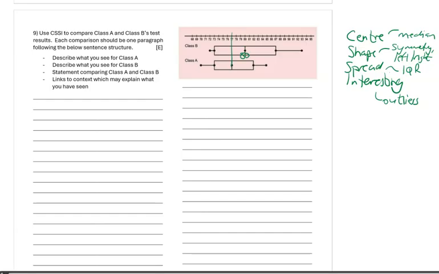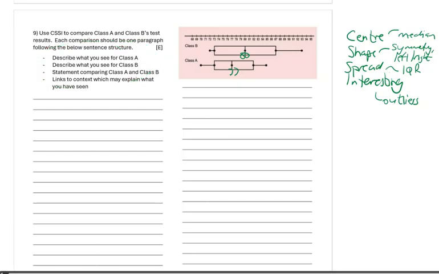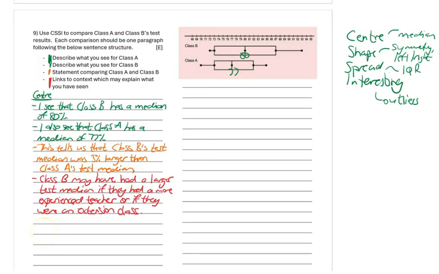And we can see class A has a median of 77. So we can see here the center of class B is larger than the center of class A. And we need to put that in a sentence. Remember, we need to follow this four-step process, and I'll write down my answer, then show you and talk you through that. Hey, so I've just popped up with my model answer.